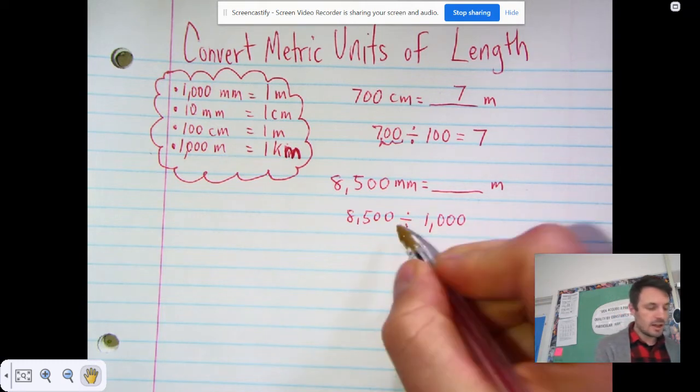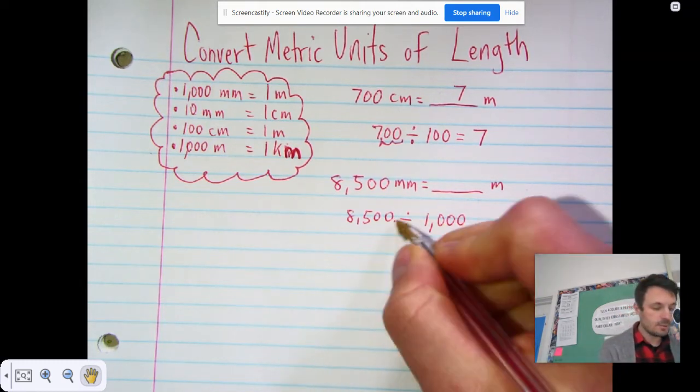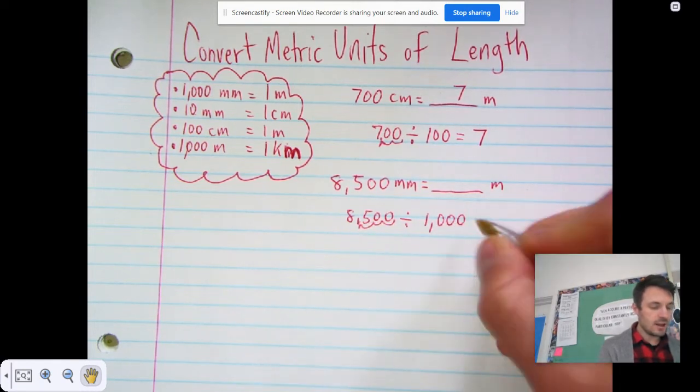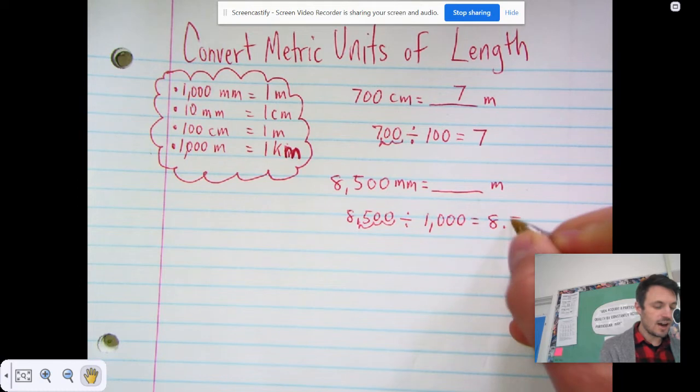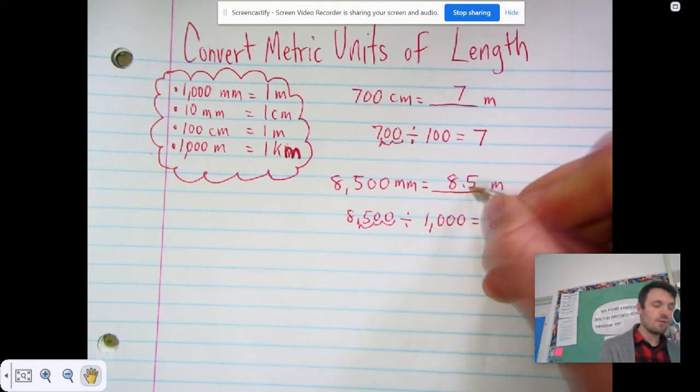Now the decimal point's hiding right here. We move it over to the left 1, 2, 3 times. 1, 2, 3. So now it's right there. So the answer is 8 5/10, or 8.5, also known as 8.5.